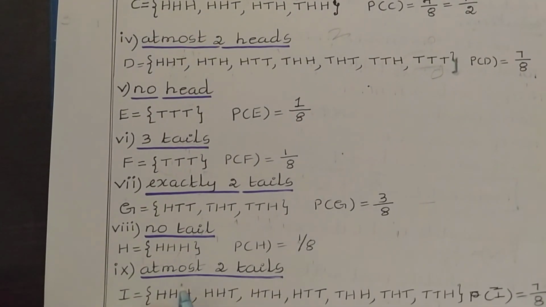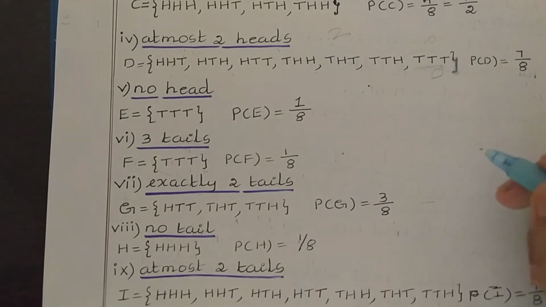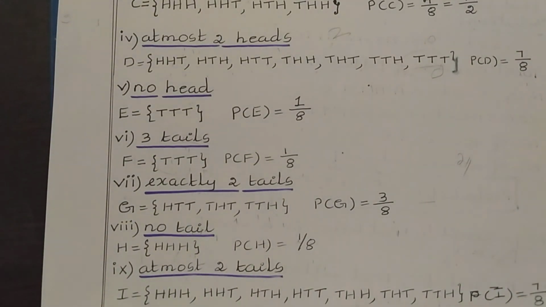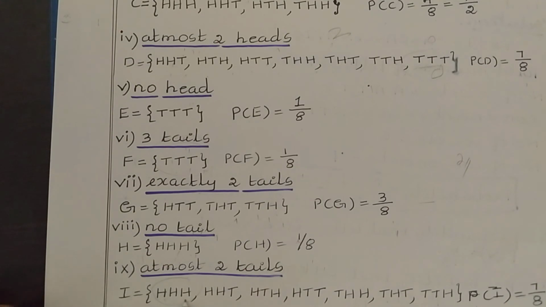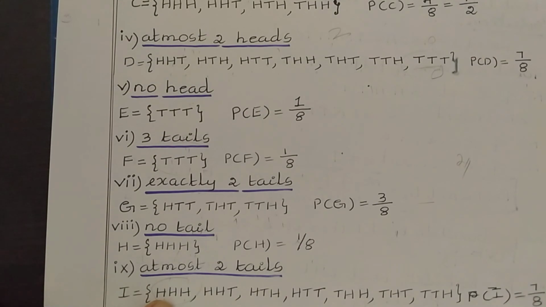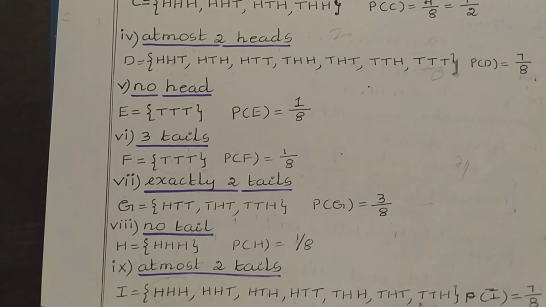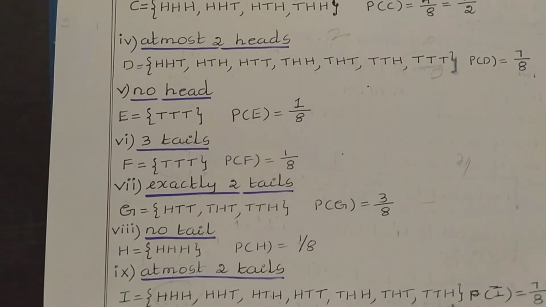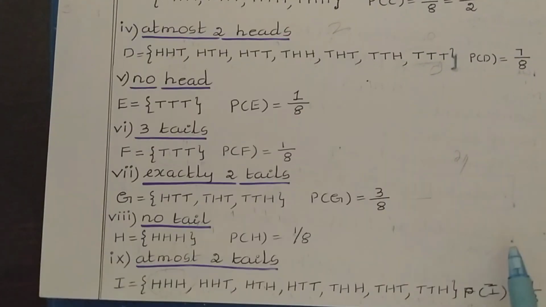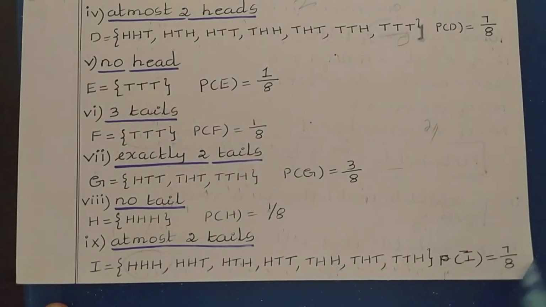Next, probability of getting at most 2 tails. At most means maximum it has to contain 2 tails. Minimum it may have 1 or either without tail also, that particular outcome also we can take. So here we have taken HHH because here there is no tail and they have given at most 2 tails, which means the without-tail outcome also we can take. So this one, then HHT, one tail, HTH one tail, HTT two tails, THH one tail, THT two tails, then TTH two tails. So totally we have 7 outcomes. So the probability of this is 7 divided by total outcomes 8, 7 by 8.